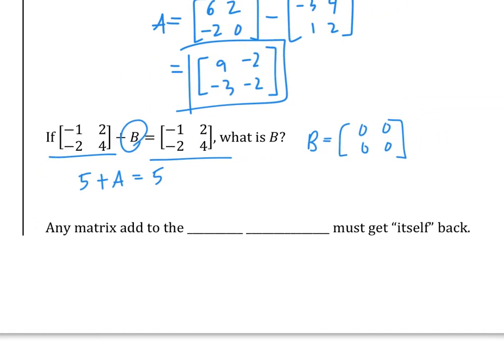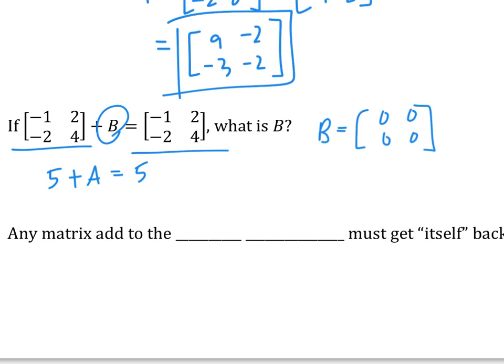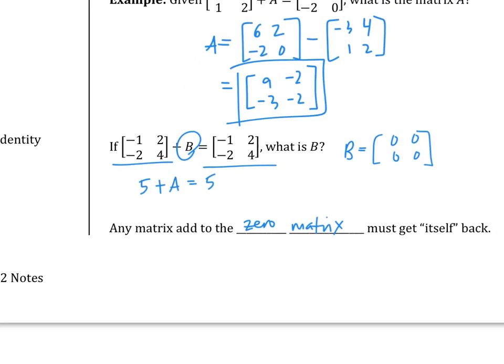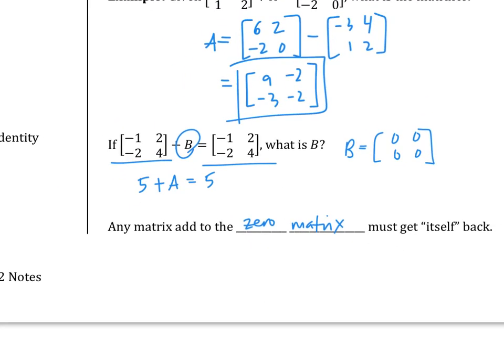And so any matrix added to the 0 matrix must get itself back. Okay, so pretty intuitive, but we've got to put that in there as a property that you need to remember.